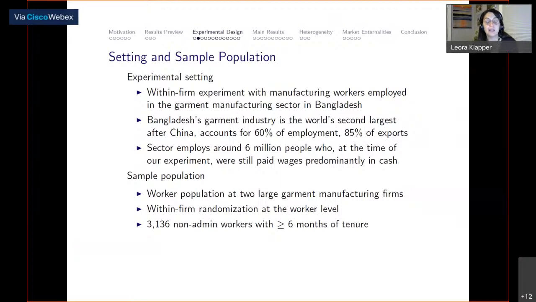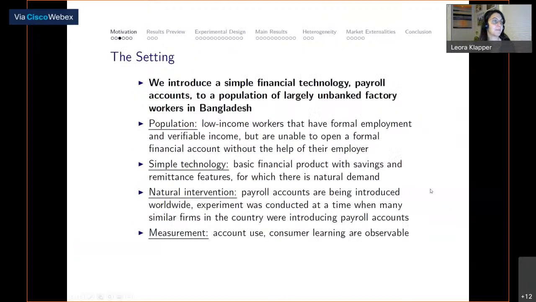So in Bangladesh, the garment manufacturing sector employs about 6 million people who at the time of our experiment were still being paid predominantly in cash. We're going to randomize workers at the factory level, and our sample is going to be about 3,000 workers with at least 6 months of tenure. That's because turnover at these factories is very high, and so we took 6 months with the hope and expectation that the workers would be working for the tenure of our sample so that we'd be able to follow up with surveys over time.